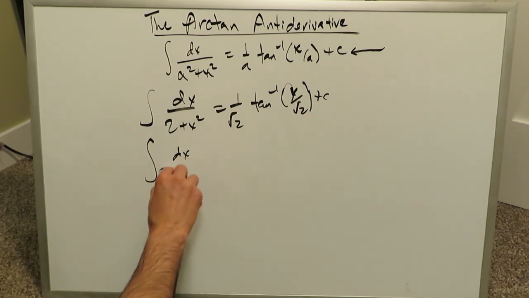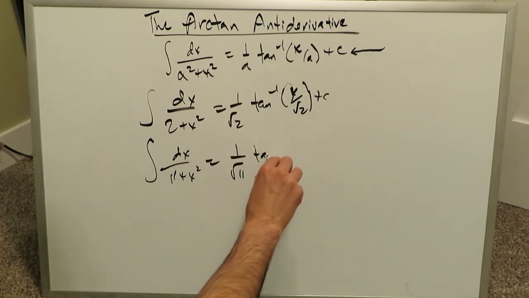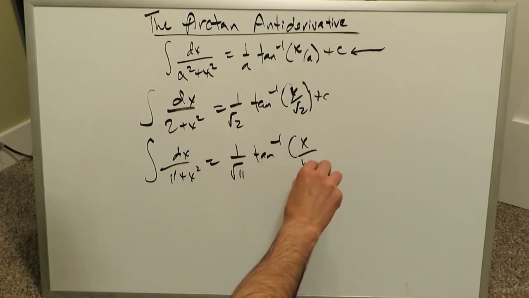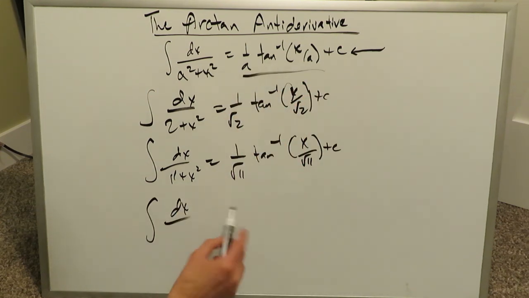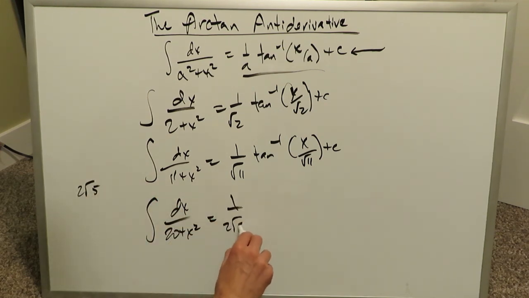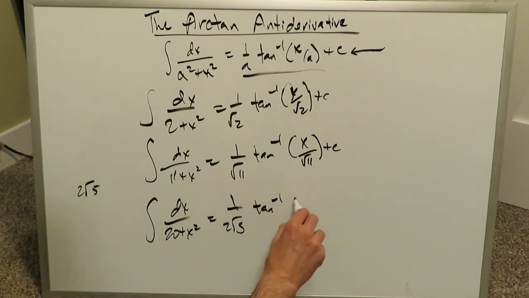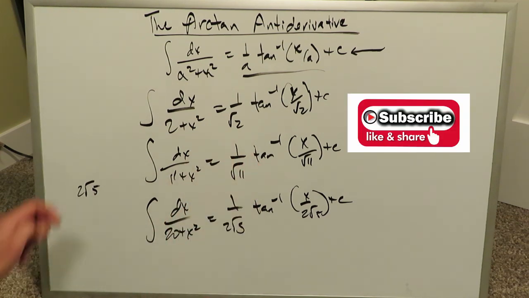If you saw dx over 11 plus x squared, you should be thinking about 1 over root 11 inverse tan or arctan x over root 11 plus c, ideally mimicking what you see here. dx over, let's say, 20 plus x squared. In this instance, you just have to quickly arrive at the root of 20, which would be 2 root 5. And then your answer would be 1 over 2 root 5, and then inverse tan x over 2 root 5 plus c. So that right there is how quickly you should be able to do these when you see something in this form. And that's the purpose of this video.